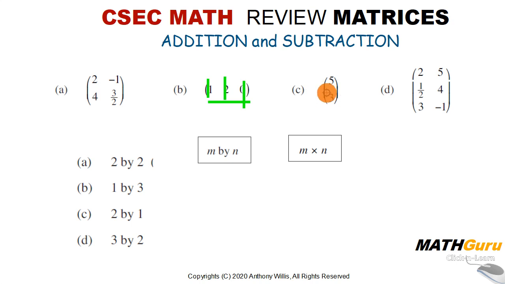This one has 2 rows and 1 column. This has 3 rows, 1 row, 2 rows, 3 rows, and 2 columns. So it's a 3 by 2 matrix.